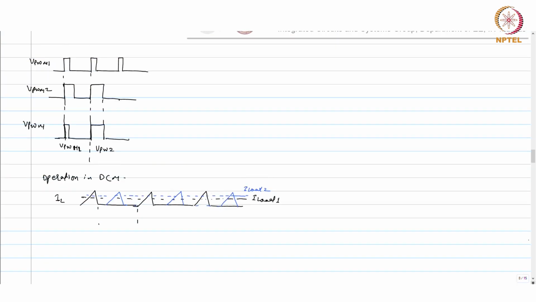Depending upon how much high Z time you have, where the inductor is resting, you can insert that many outputs, and that will depend on the load current. If I increase the load current of this output, then my high Z time will reduce. I know that in DCM, as we keep increasing the off time, the load current reduces. So for very light load, you can even supply 4 or 5 outputs.